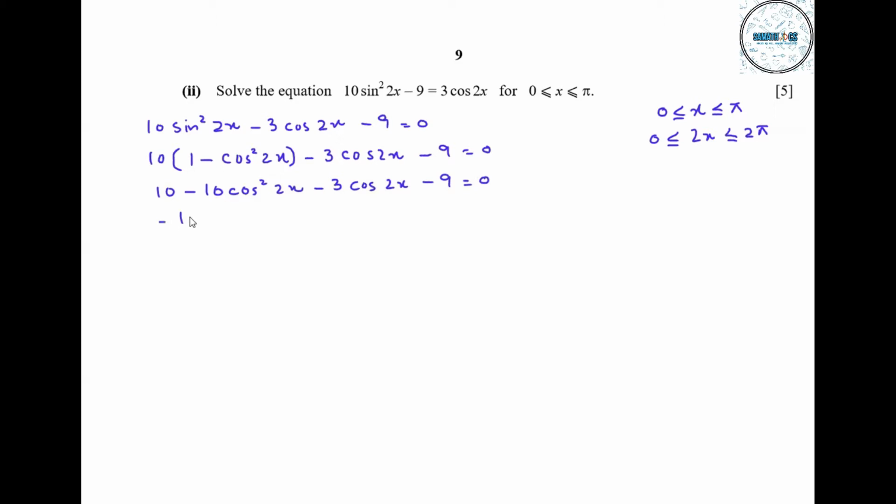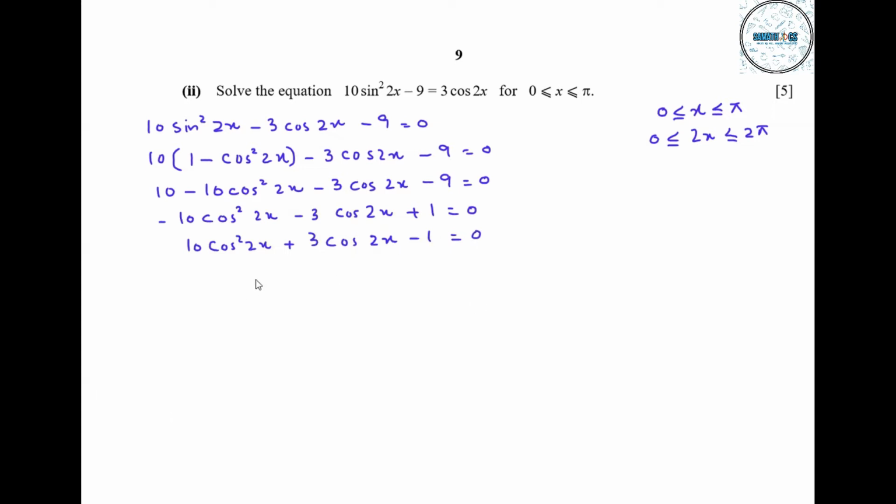We can write here minus 10 cos square 2x minus 3 cos 2x plus 1 is equal to 0. To make this cos square 2x positive, we can multiply the whole equation by negative sign. So it will become 10 cos square 2x plus 3 cos 2x minus 1 is equal to 0.